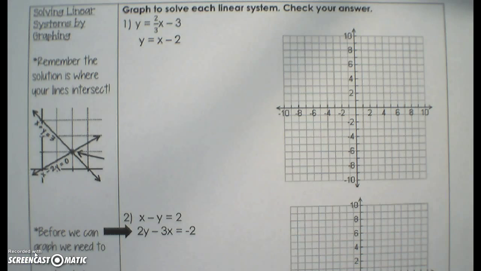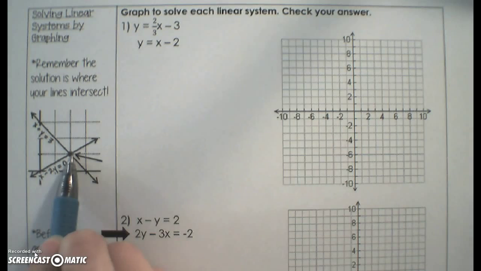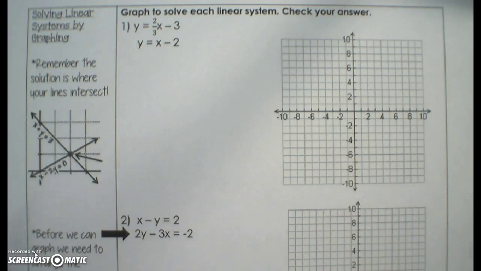All right, the last thing we're going to do is graph to solve, and this is my favorite because I feel like it's the easiest. We're going to graph both these lines, and if they touch, that's going to be our point. If they never touch, then no solution. Or if it's the same line, then it's that infinite number. So let's take a look at this first one.